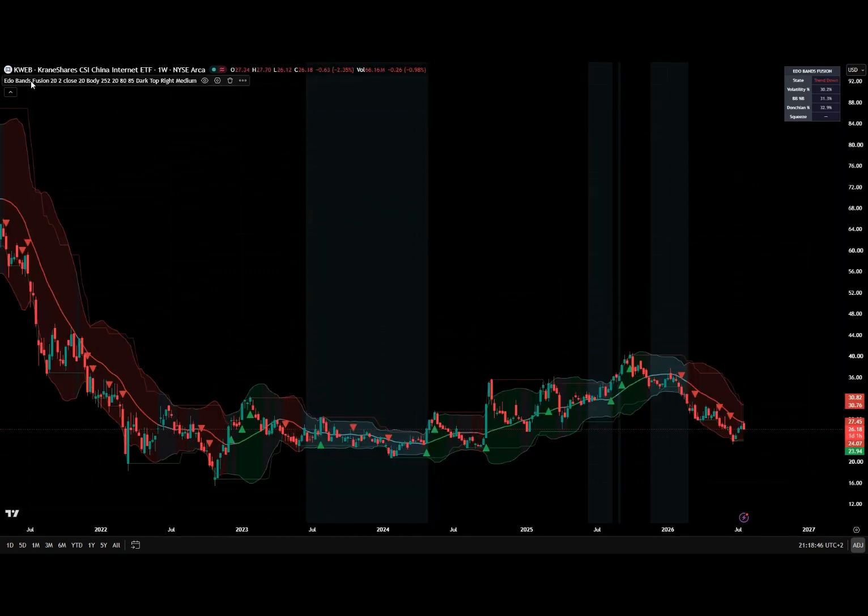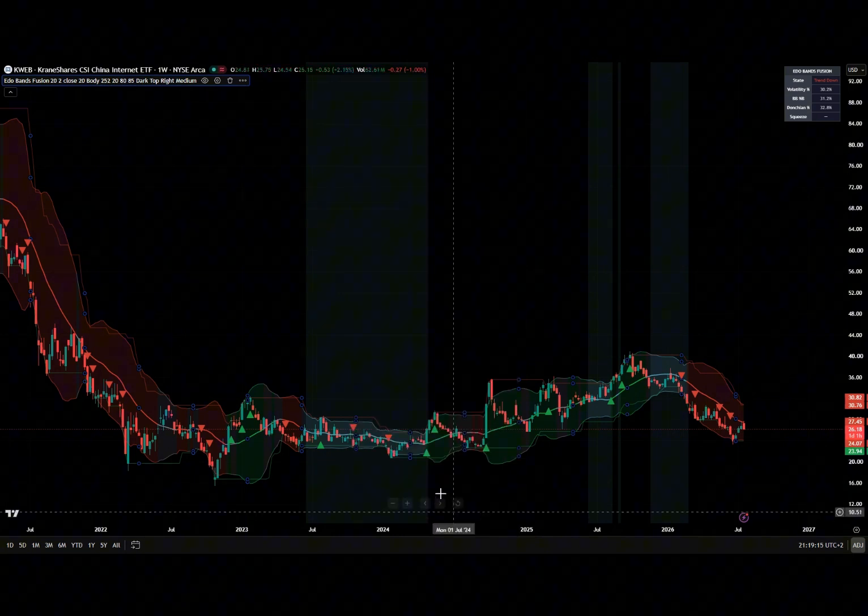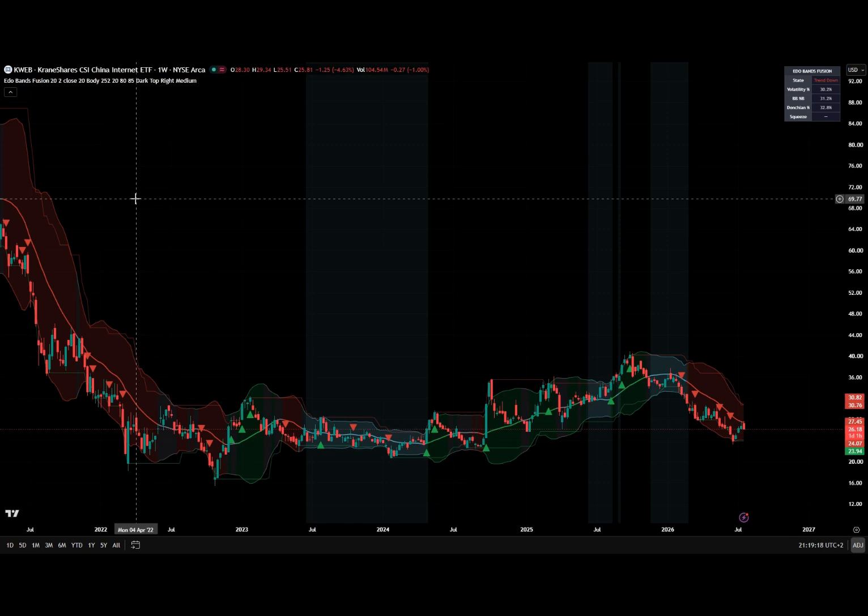Every parameter can be adjusted. Let's open the settings once more. The Bollinger block, length, standard deviation multiplier and source. The Donchian length, and below the volatility block, the 1-year look back and the squeeze and expansion thresholds. Colors, a dark or light theme, and the panel in any of the 4 corners, in 3 sizes. Everything reverts if you press cancel, so you can explore without touching your setup.